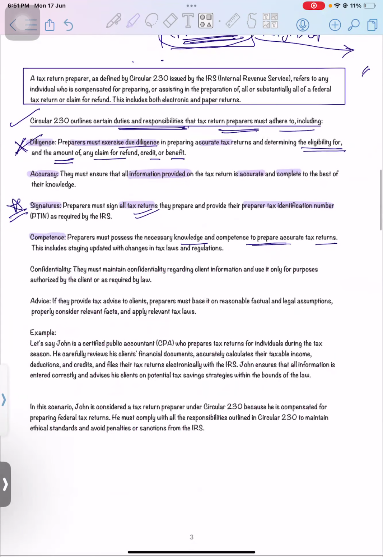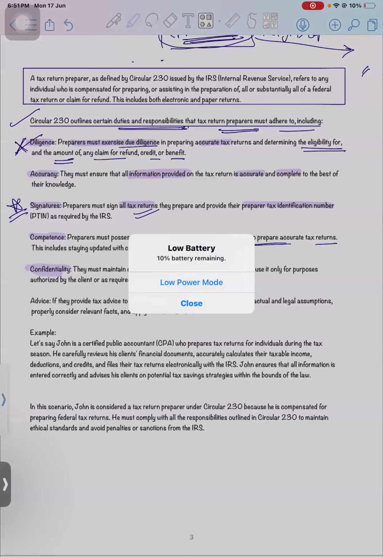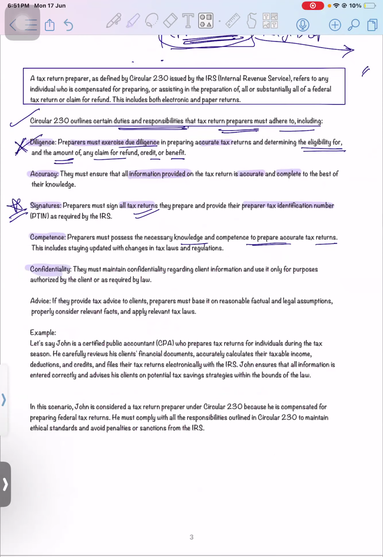And the second last is confidentiality. There has to be some confidentiality. Let's say I'm sharing examples with you guys. Am I taking the name of any of the clients? No. Am I saying that this client had this much revenue, paid this much in taxes, this is his email ID, this is his phone number? No. There has to be confidentiality maintained between the preparer and the client. They must maintain confidentiality regarding client information and use it only for the purpose authorized by the client or as required by law.